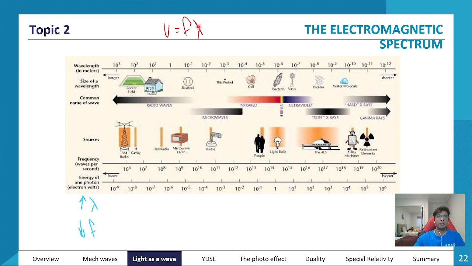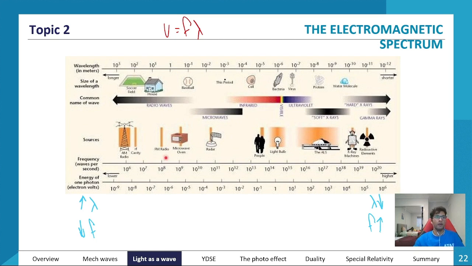Similarly, if you go to the other side, gamma rays have one of the shortest wavelengths. And because the wavelength of a gamma ray is very, very small, the frequency of the gamma ray is very, very high. This is why gamma rays, X-rays and ultraviolet rays are very dangerous: they have a shorter wavelength, and a shorter wavelength means the frequency is going to be much, much higher.